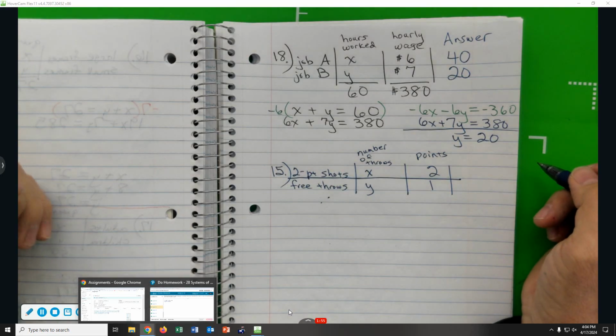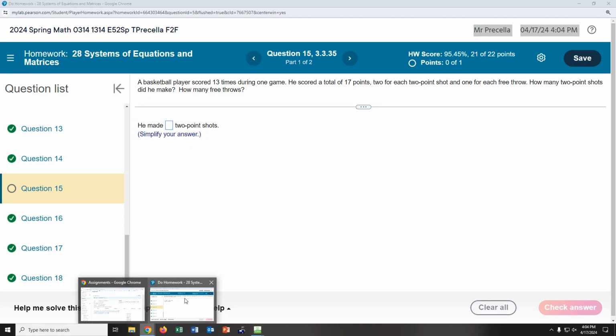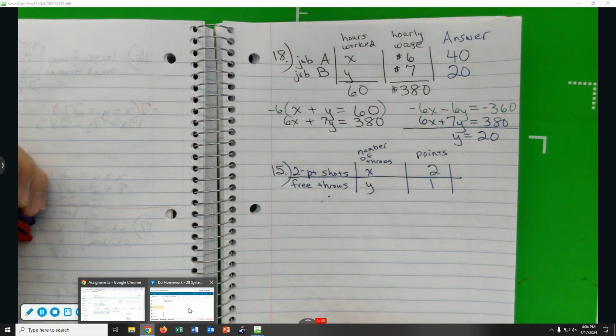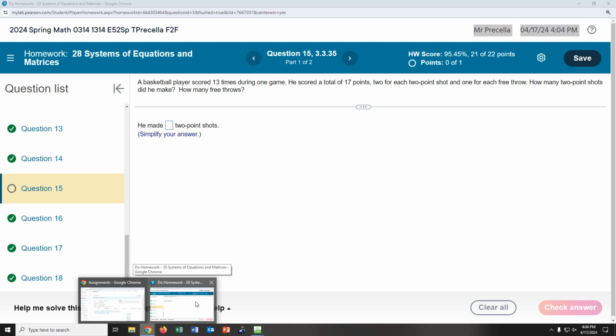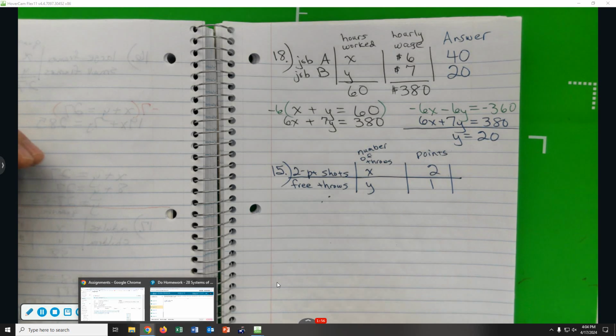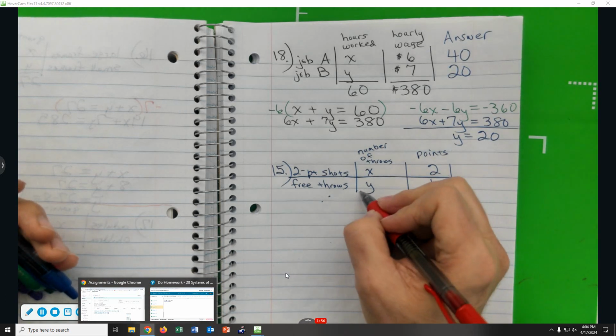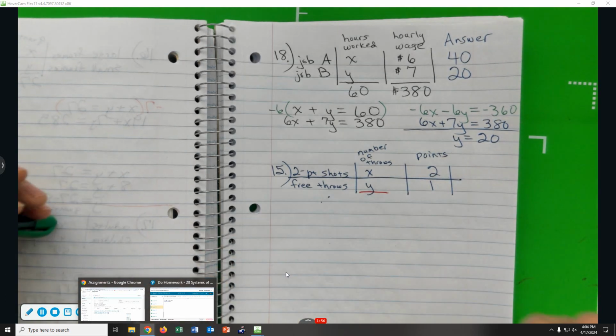And we need some totals. I see that number 13. He scored 13 times during the game. Is it going to go at the bottom of the first column or the second column? The first column. Okay, so X plus Y equals 13.